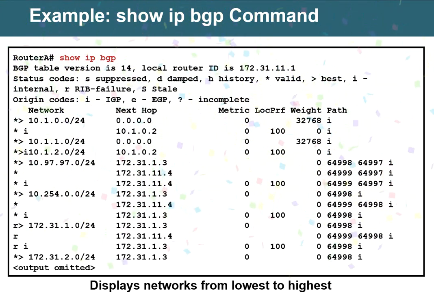All right. There is something to learn from this page, which is this R. R means RIB failure. RIB stands for routing information base. RIB failure.